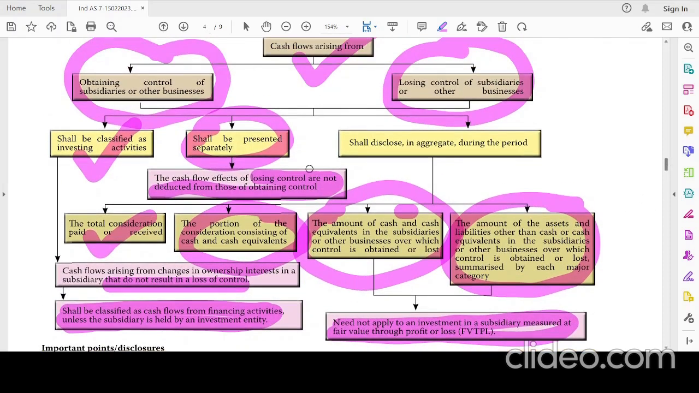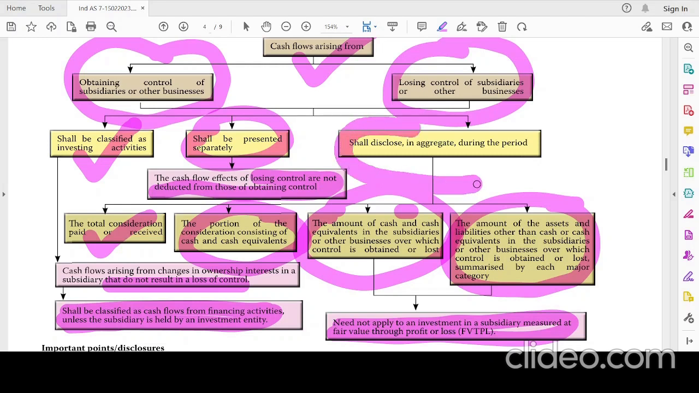Like, it should be presented separately, that is, what are the cash flows? Because it could either be a consideration received or a portion of cash and cash equivalents. Those should be disclosed separately, and how much amount or percentage should be disclosed. But these are to be shown separately. However, this separate presentation need not be done if it is an investment entity subsidiary measured at fair value through profit or loss.